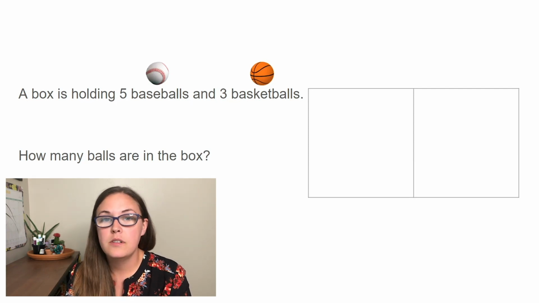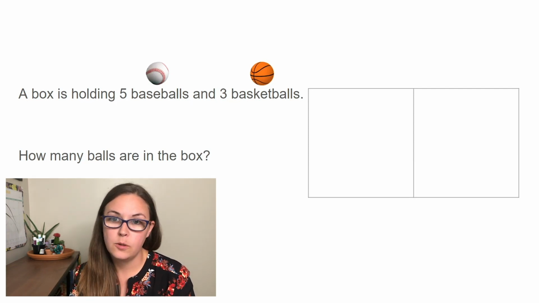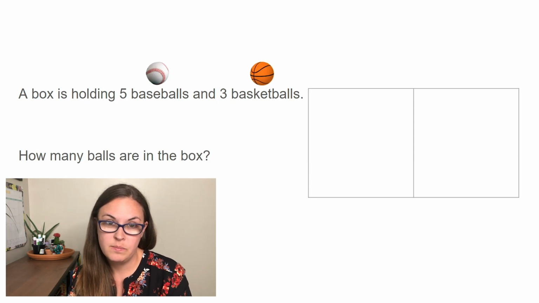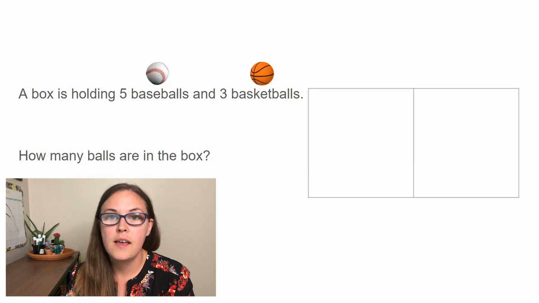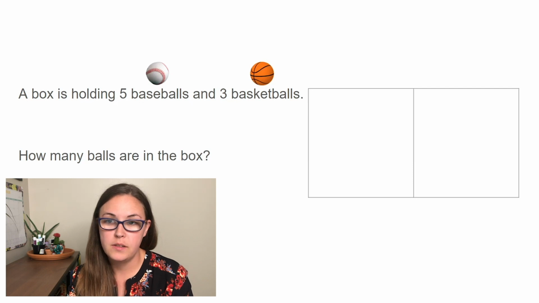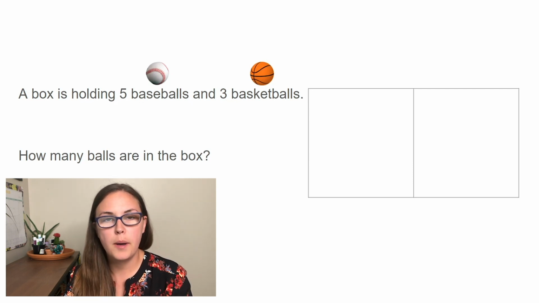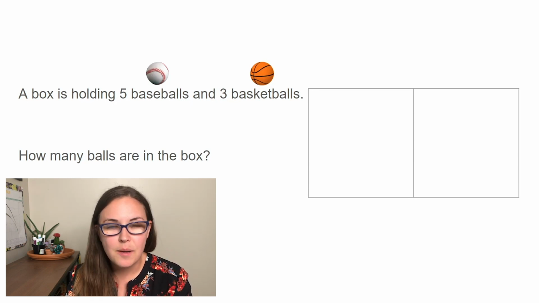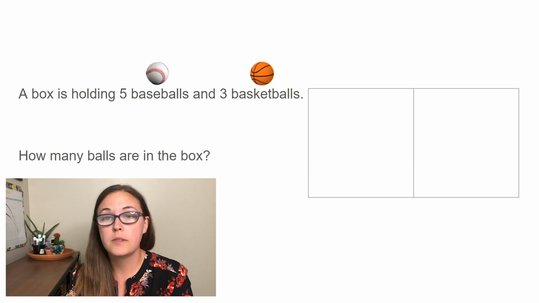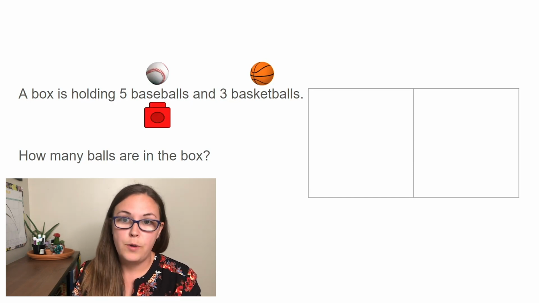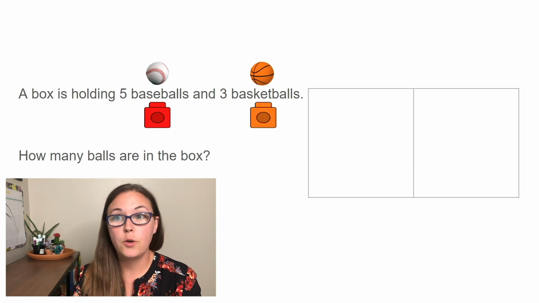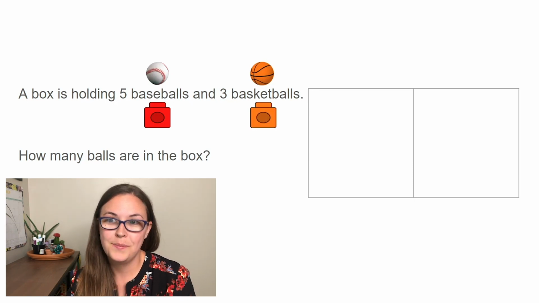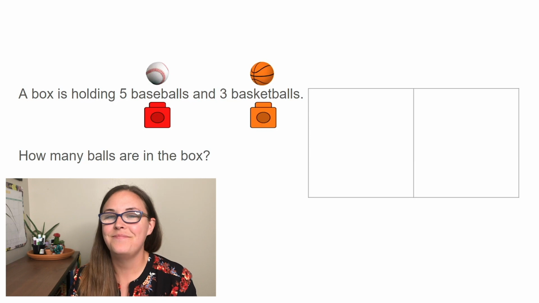So today we're going to talk about a box that's holding baseballs and basketballs. And this box is holding 5 baseballs and 3 basketballs. How many balls are in the box? Well, what's our first step? That's right, we have to pick colors for the cubes. I picked red for the baseballs and orange for the basketballs because they kind of match.